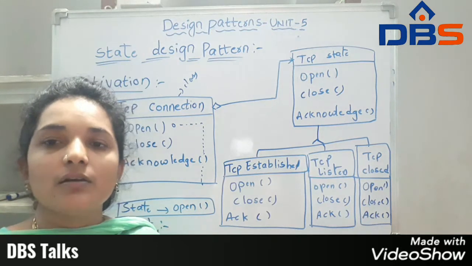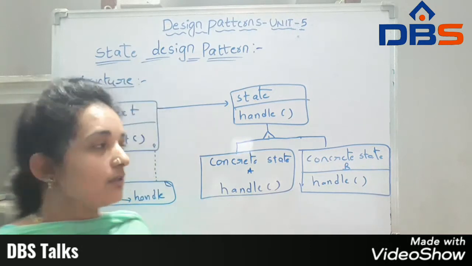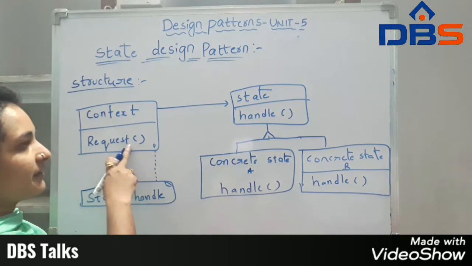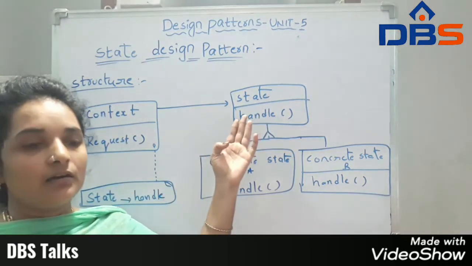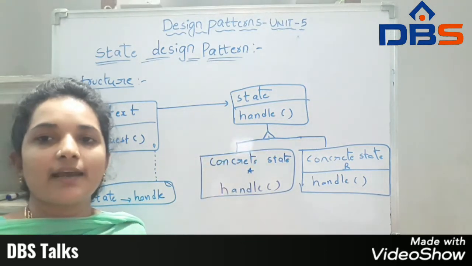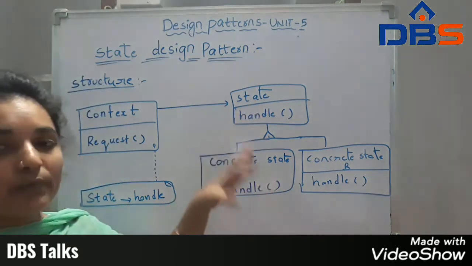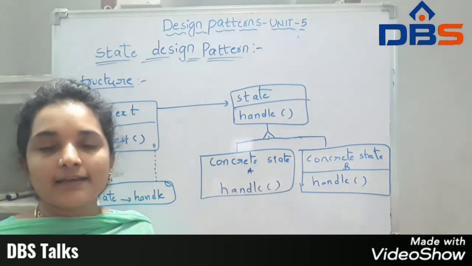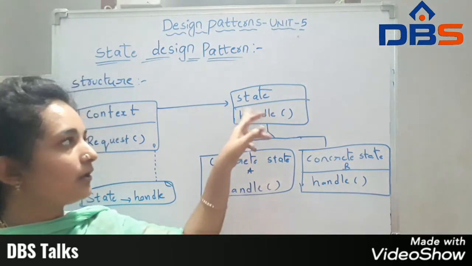Next, coming to the structure. I have the diagram. In this I have the context, which has the request, and the state that handles it. The state acts as the TCP state. In the previous diagram we saw the TCP state, which acts as an interface to all the common classes. So here the state acts as an interface to all the classes, and whatever request or communication occurs can be handled by the state.